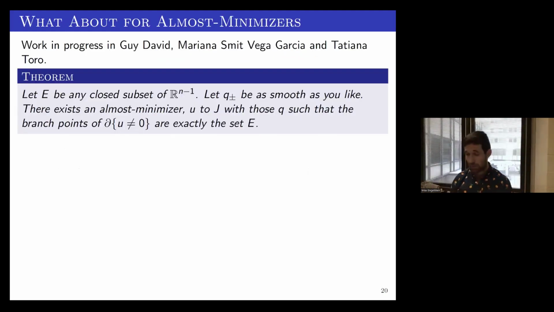Let me just end my talk by saying that we prove in this upcoming work that an analogous conjecture for almost minimizers is 100% false. So pick any closed subset of R^(n-1), the Cantor set, if you'd like. We can construct an almost minimizer with, let's say, q plus and q minus both identically equal to 1, such that the branch points of the free boundary of this almost minimizer are exactly the Cantor set, right? So you have your Cantor dust here, and basically the almost minimizer free boundary has branch points at exactly this Cantor set.